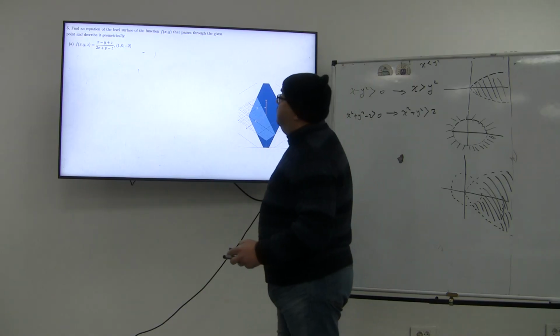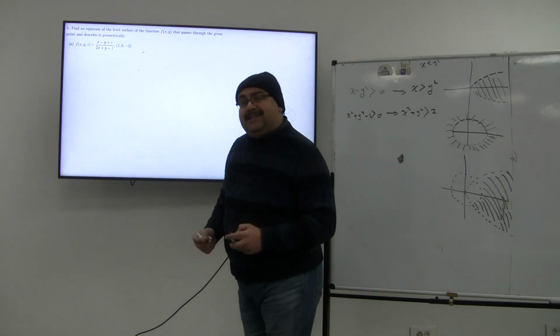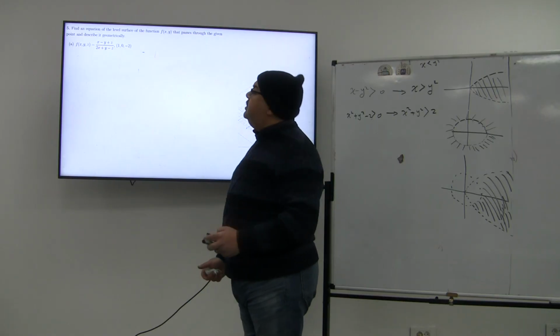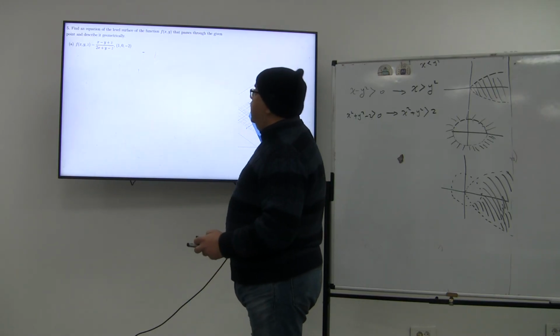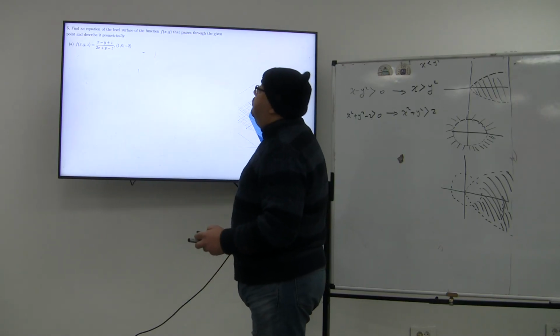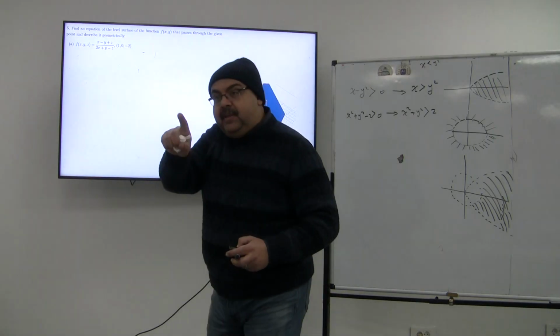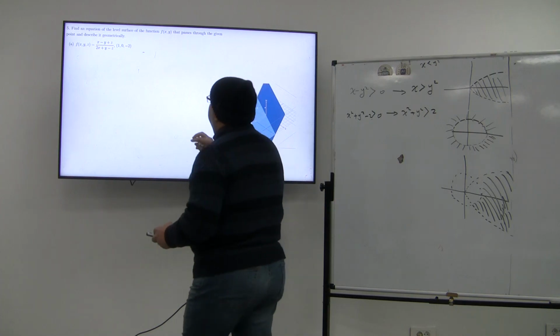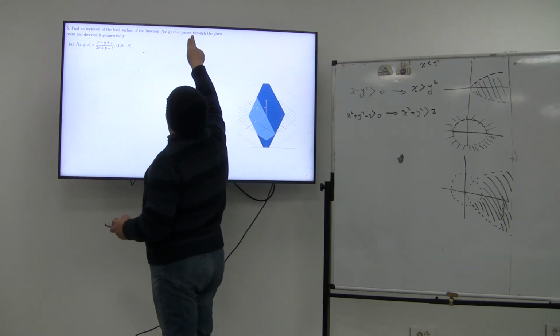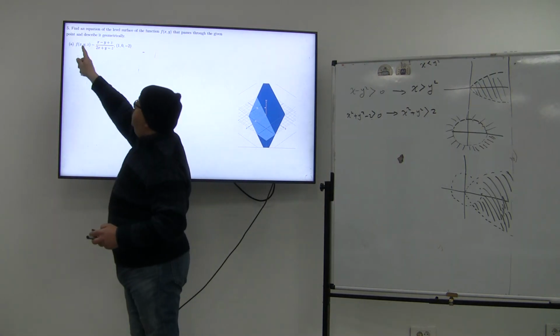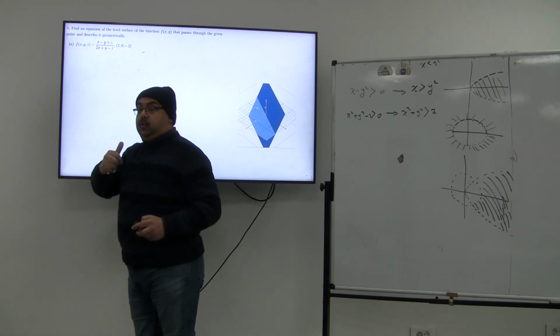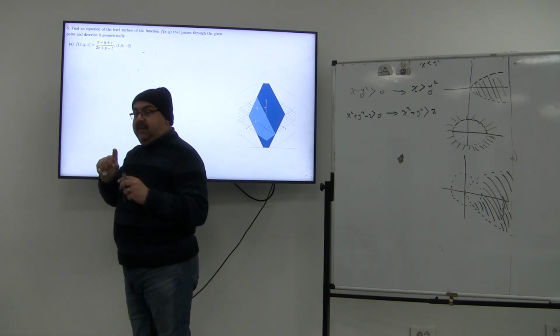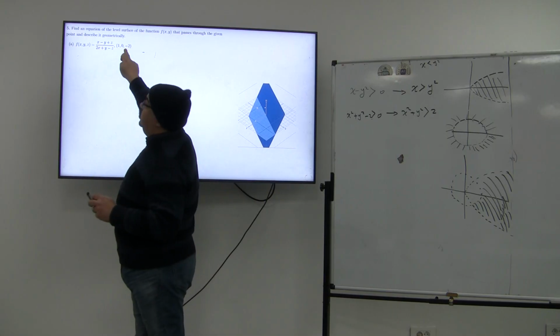This problem needs a little bit of understanding. This is question number 5. He's asking you to find the equation of the level. He wants you to find the equation of the level of the surface f of x that passes through the given point. So I need to identify the equation of the level, but this level should pass through this point.